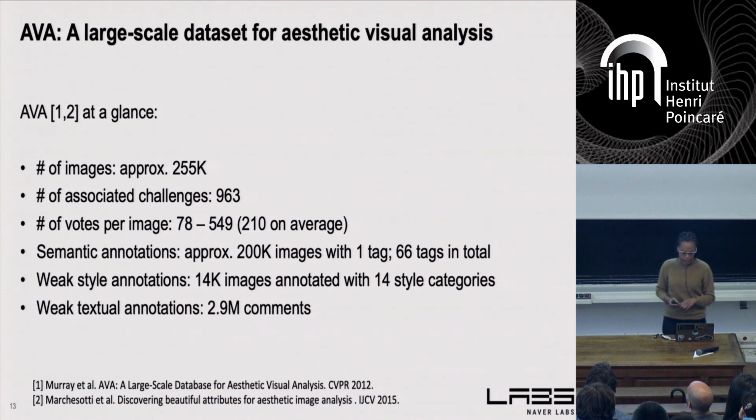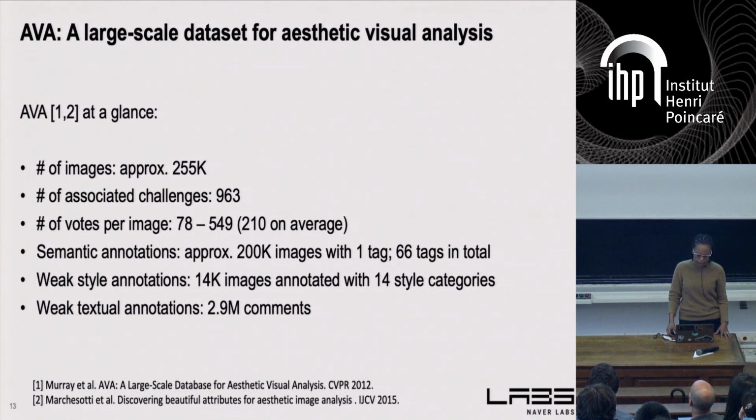So here is the data set that we collected for this challenge. This data set was collected from images and associated metadata from dpchallenge.com. Just at a glance, it's fairly large scale, especially for this type of problem, with more than 250,000 images, which are associated with almost 1,000 different challenges. The main advantage of this data set is that there are quite a good number of votes per image. On average, every image has about 200 votes.